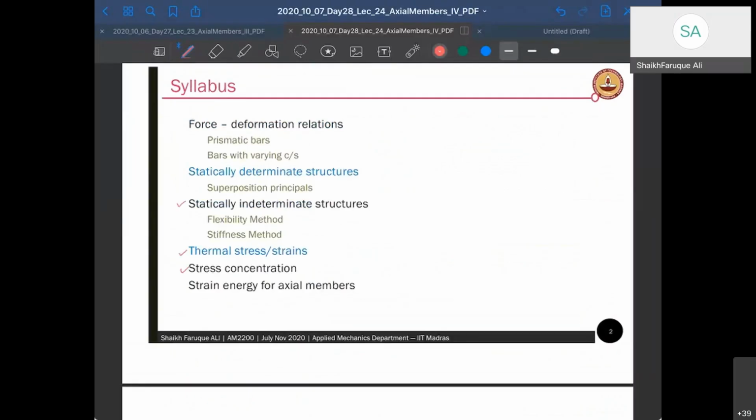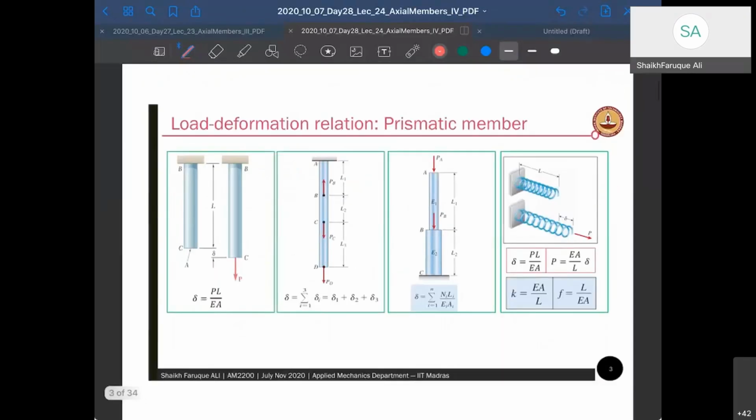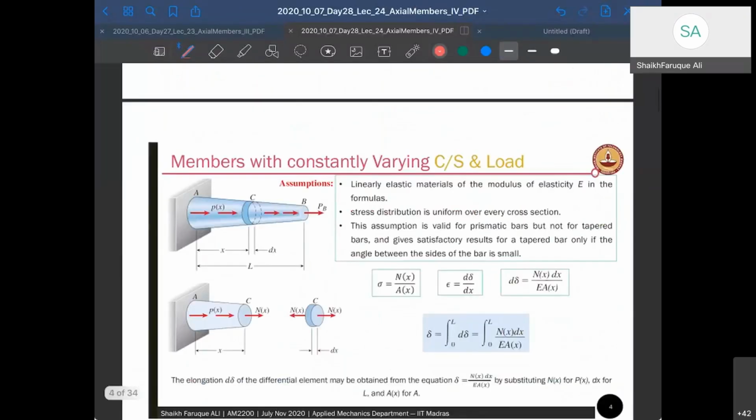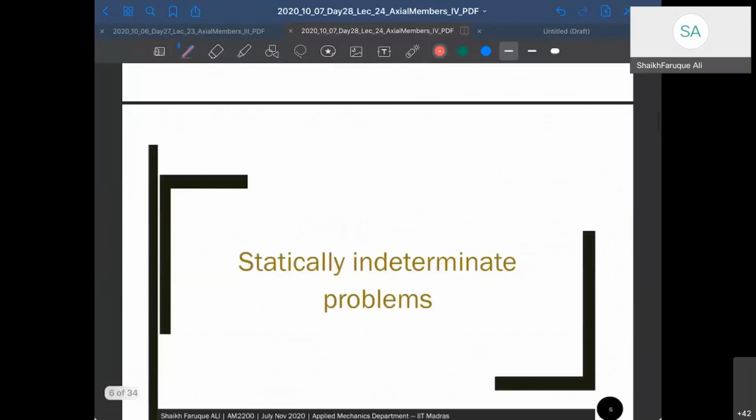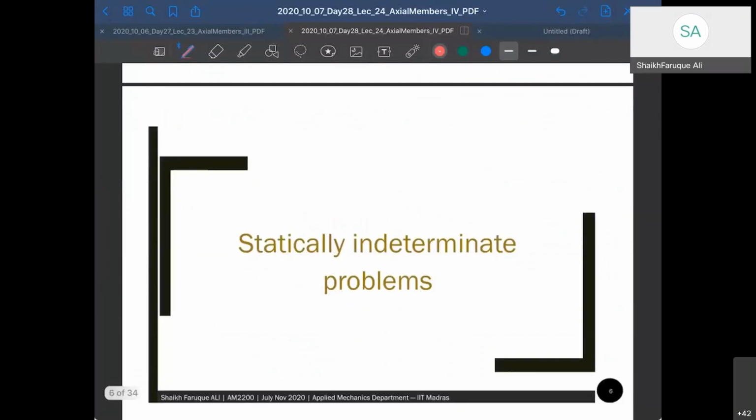Strain energy you have learned in the last class already. Please do a few examples with strain energy for getting a hang of it. Okay, so these parts are covered, so we will not go through them. We will just go directly to our statically indeterminate problems.